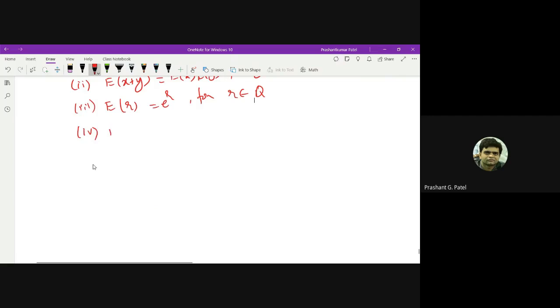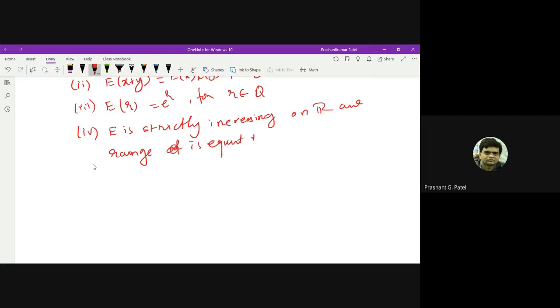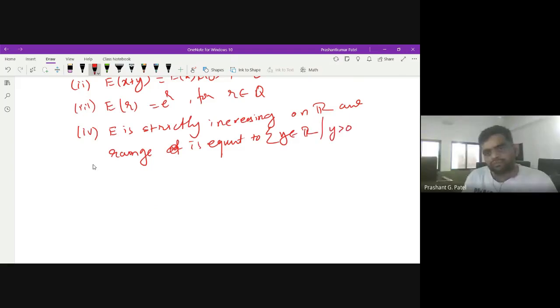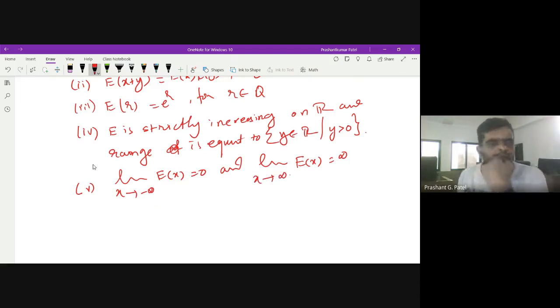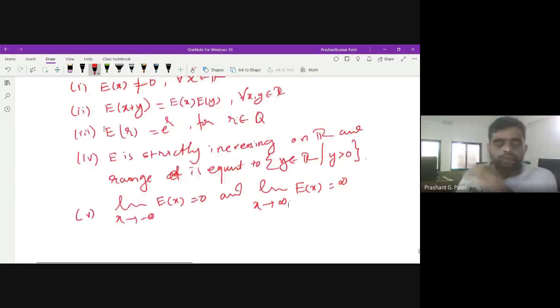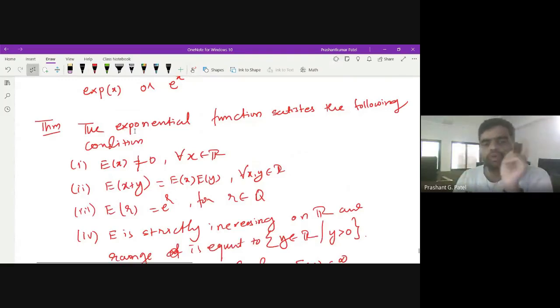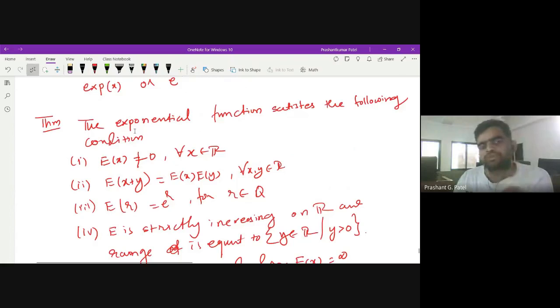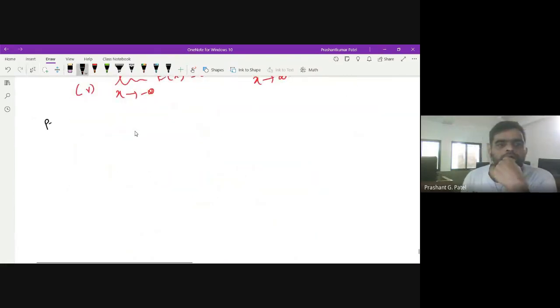The next property, that is E is strictly increasing on R, and its range is equal to all y belongs to R such that y is greater than 0. And the fifth one is limit of E of x is 0 as x tends to minus infinity, and limit of E of x is infinity as x tends to infinity. So these 5 properties, let us try to prove one by one. When I say it is an exponential function, it should satisfy only two conditions. Using that, you have to prove these five statements. So let us give the proof for this.